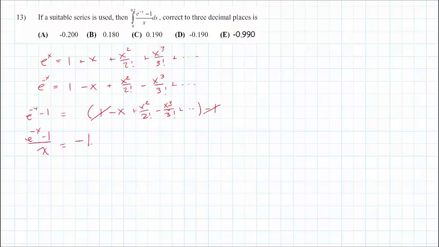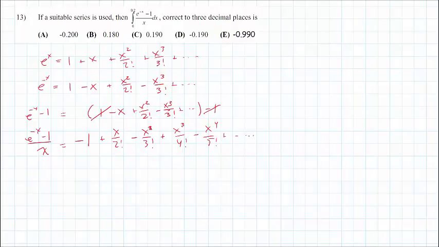That's going to be negative 1 plus x over 2 factorial minus x squared over 3 factorial, and so on and so forth. Let's just do one more. This next one would be x cubed but over 4 factorial, x to the 4th but over 5 factorial, etc. All right.